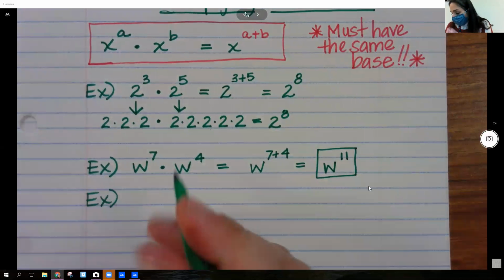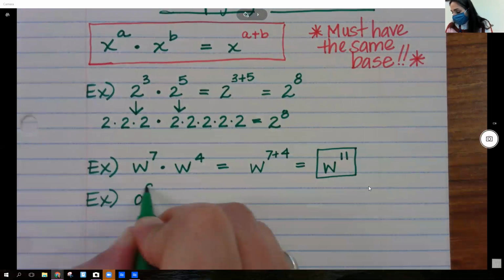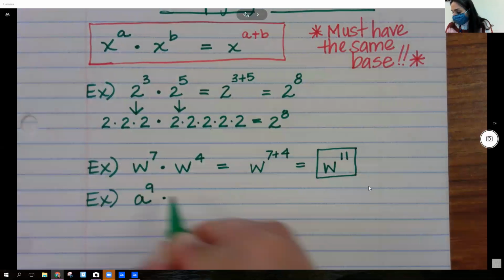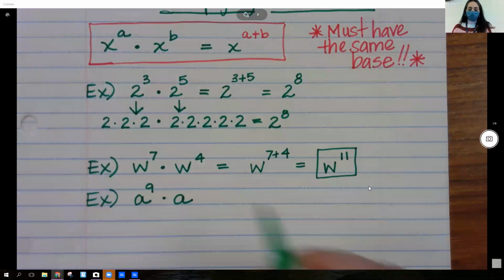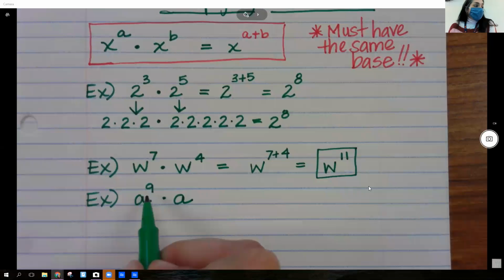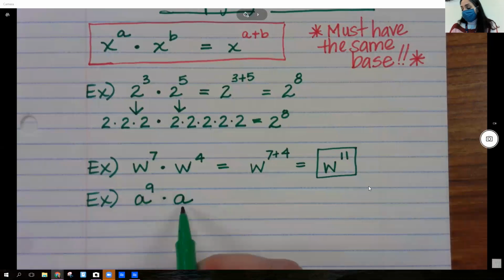Okay. Let's try this one. How about a to the 9th power times a? Now, I do this one as an example because a lot of times this tricks people and I don't want it to trick you guys. So the exponent on this is a 9. You can see that very easily. What is the exponent on this one right here?